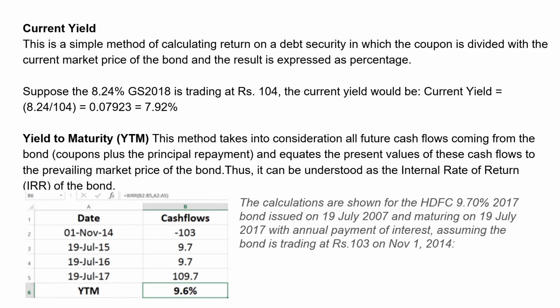2014, 2015, 16 and 17. And when on 19 July 2017 you want to find out how much is the amount that you would get, and what is the yield to maturity, you can use this formula and you can find out the internal rate of return of the bond.